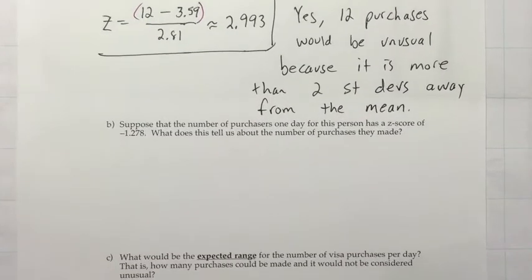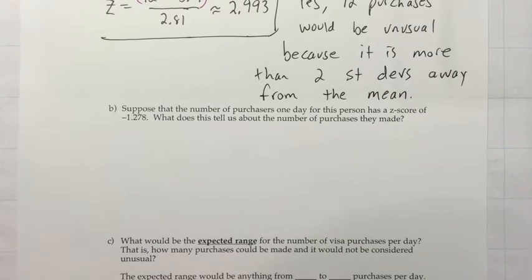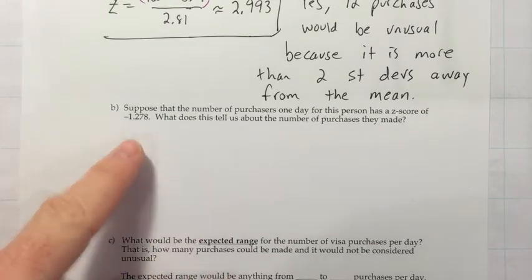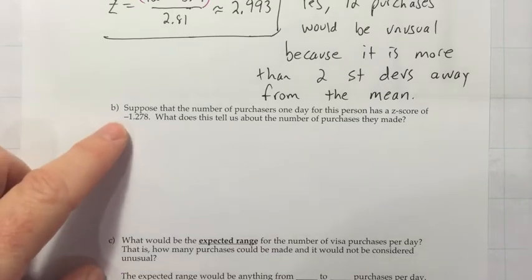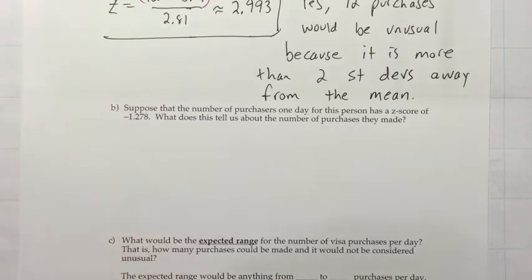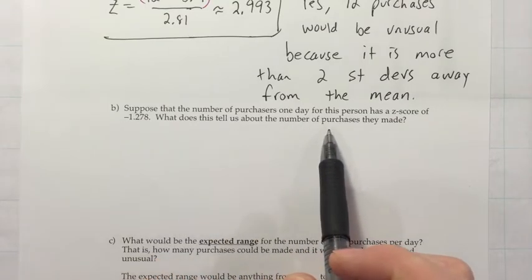Alright, and then let's look at question B. Suppose that the number of purchases one day for this person has a z-score of -1.278. What does this tell us about the number of purchases they made? Well, the first thing it's telling us is that the number of purchases was 1.278 standard deviations below the mean. I know it was below the mean because it was negative. And then I guess I could also say that means it was in the expected range because it's less than 2 standard deviations away. And then finally, if I think about what that means, it can tell me what the actual number of purchases was.